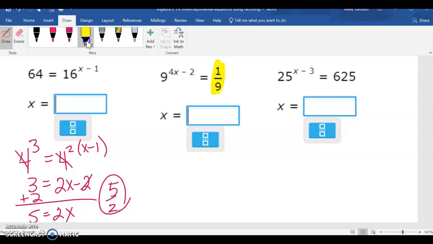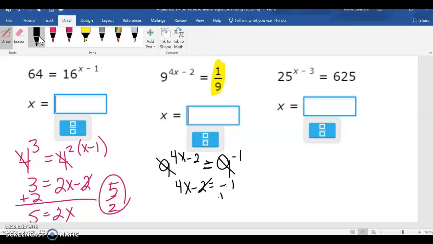Alright, something new. We're going to keep this 9 and 4x minus 2. Now, I'm going to keep that 9, but that 9 has been turned into a fraction. How can a whole number be turned into a fraction? Because it is a negative exponent. Then the 9's will cancel out. Add the 2. Divide by 4.